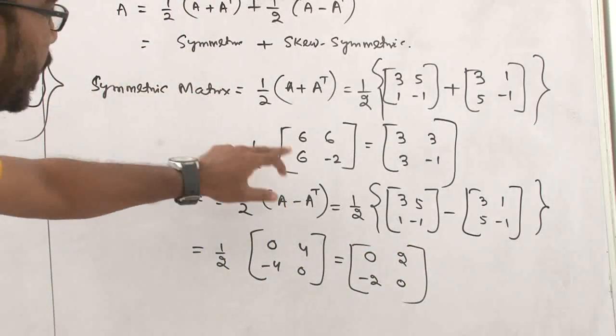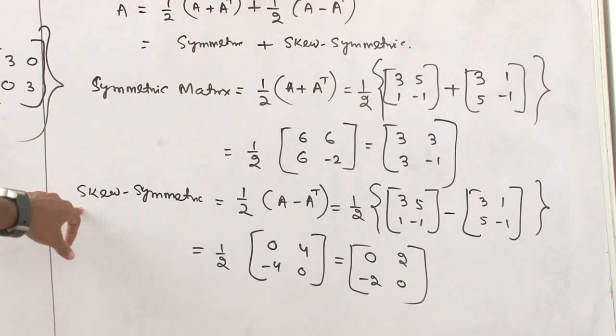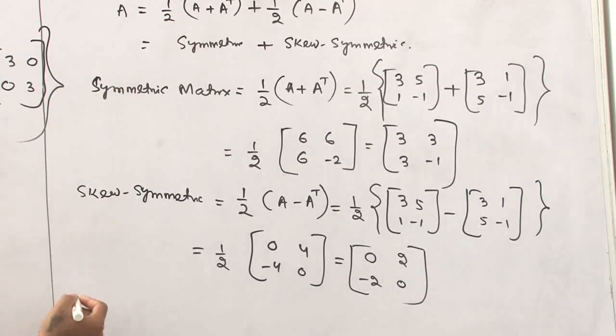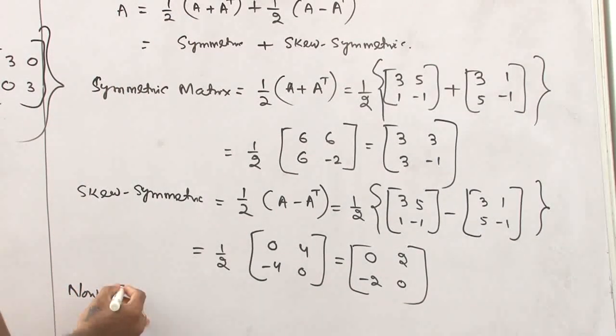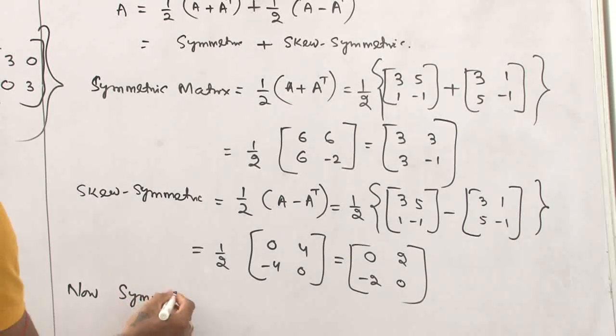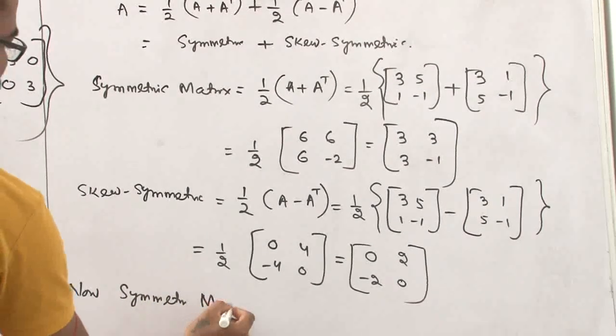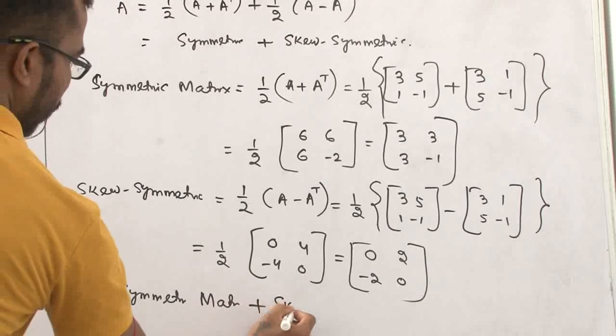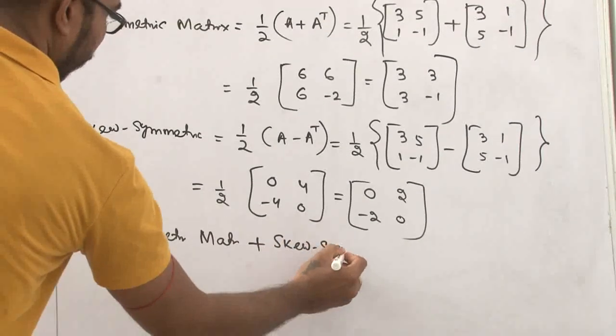So we get the value of the symmetric matrix and the value of the skew symmetric matrix. Now we have to add them, the symmetric matrix and the skew symmetric matrix.